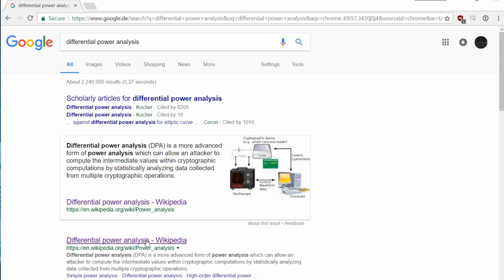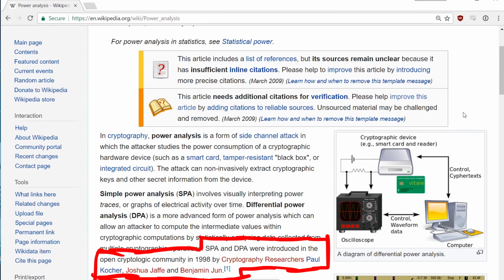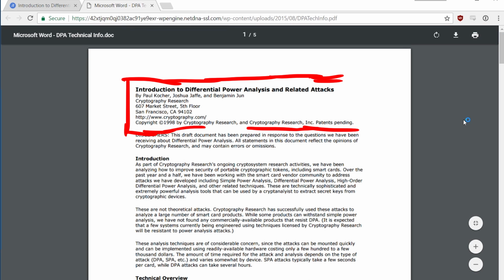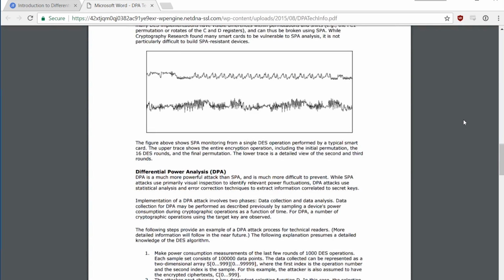So what is DPA? Differential power analysis is a more advanced form of power analysis which can allow an attacker to compute the intermediate values within crypto computations by statistically analyzing data collected from multiple crypto operations. This was introduced in the crypto community in 1998 by a company called Cryptography Research, and they are filthy rich now for discovering this and creating a consultancy research company around it. I mean, they deserve it, I guess. It's a pretty crazy attack.